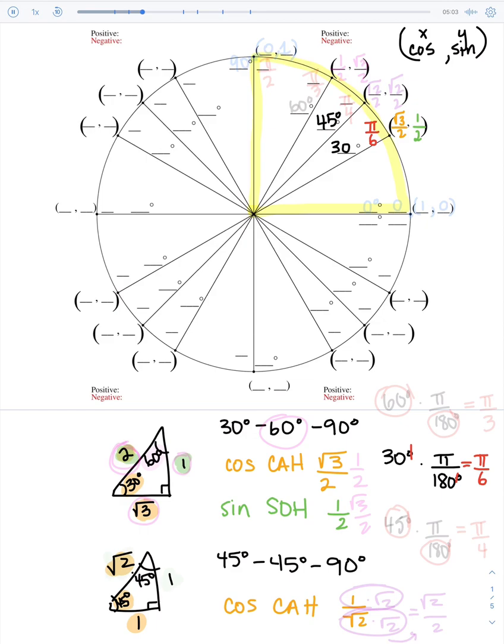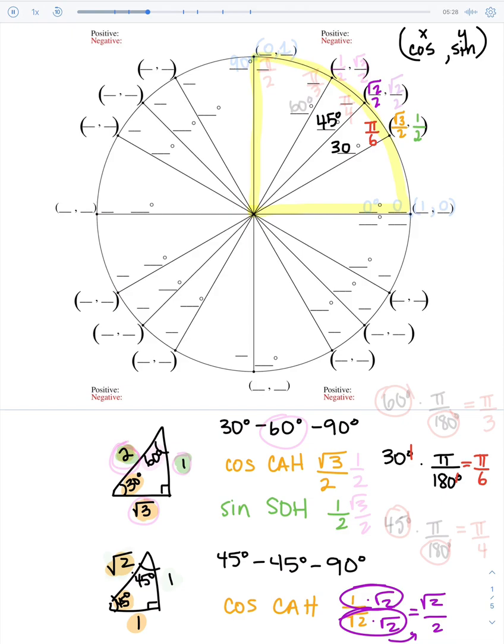And remember, we talked about this. You have to rationalize it by multiplying both the top and the bottom by a square root of 2, because you cannot leave a square root in the bottom, which will turn the top into square root of 2 over, well, the square root of 2 times the square root of 2 is just a 2. So remember, that gives you square root of 2 over 2 for your cosine or your x value.